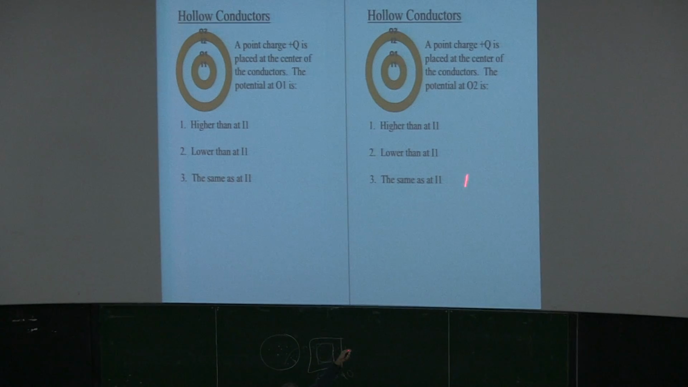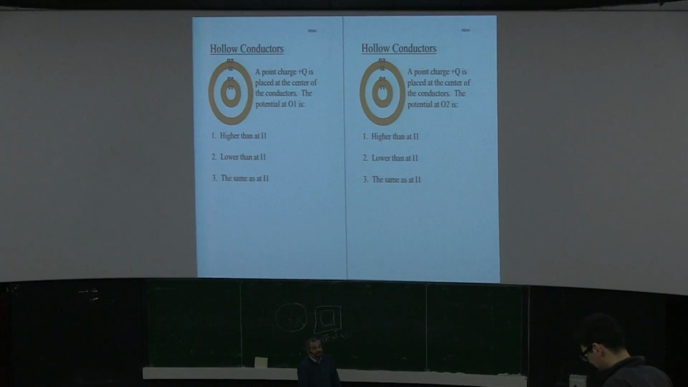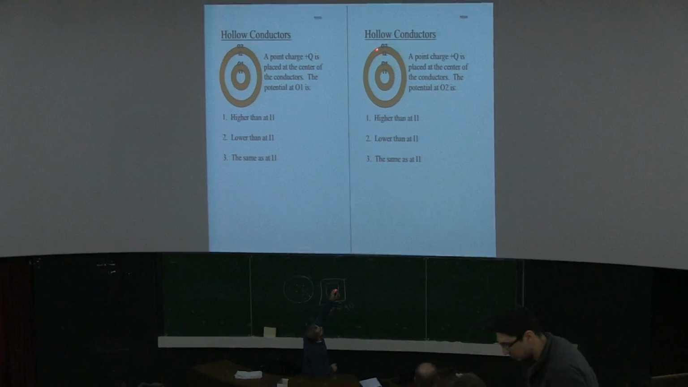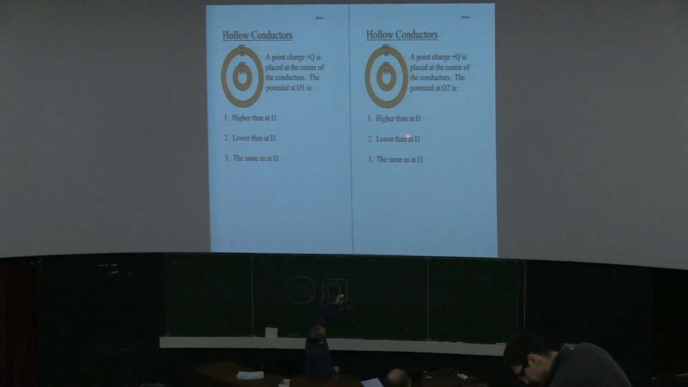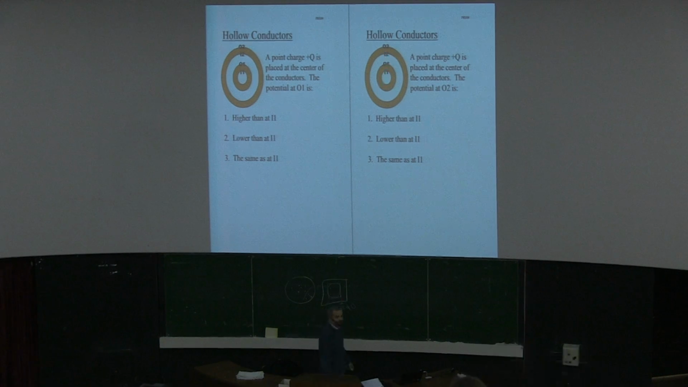Now we have the next question. This time we are comparing the potential at the outer surface of the outer shell with the inner surface of the inner shell. Remember, in the previous question we were comparing the outer surface of the inner shell with the inner surface of the inner shell. Now we are comparing the outer surface of the outer shell with the inner surface of the inner shell. I1 is fixed. We are always comparing with I1. In that one it was O1 and I1. Here we have O2 and I1. So which one is larger, which one is lower, or whether they are the same?